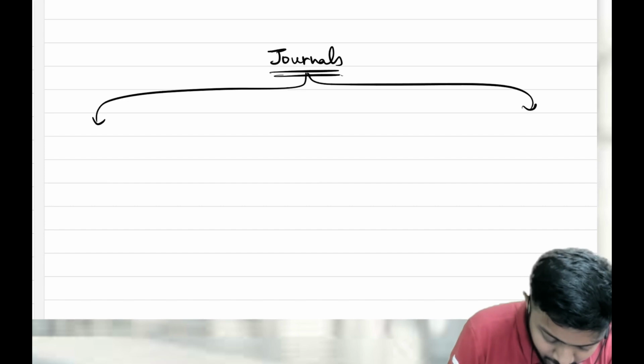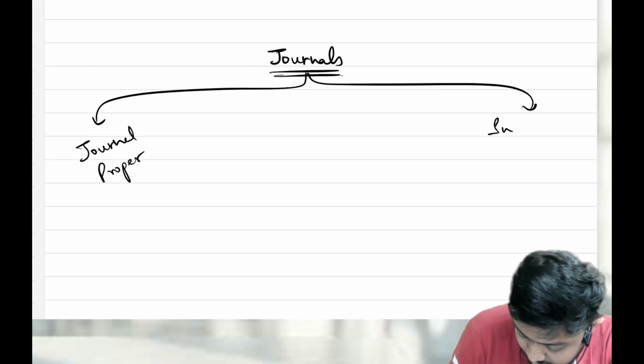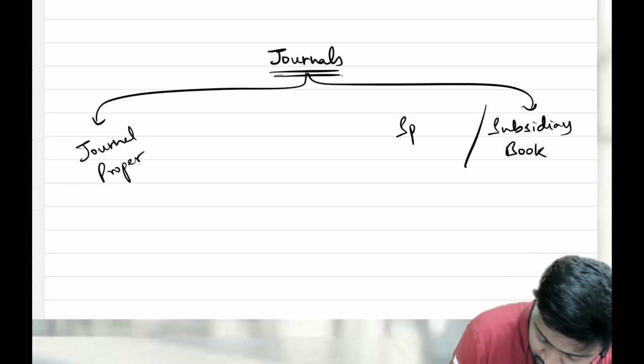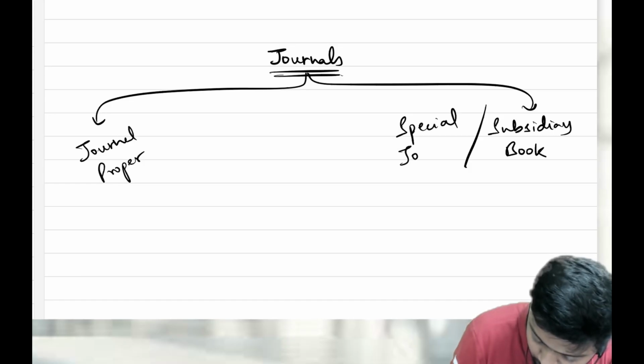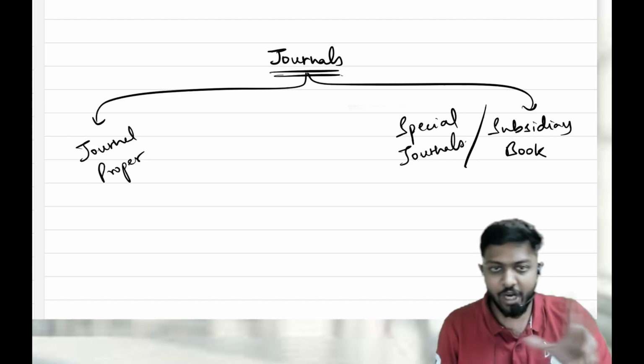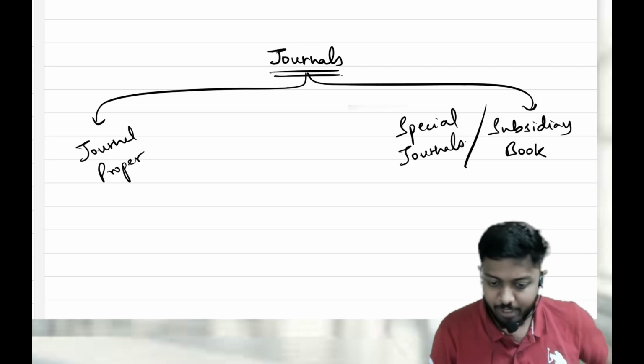Okay, there's something called journals. You record a transaction via journals. In journals, we have 2 kinds of things. One is journal proper, and one more is subsidiary books, or they are also called special journals. So we have 2 kinds of journals. Whenever a transaction happens for the first time, it's recorded in one of these 2 places.